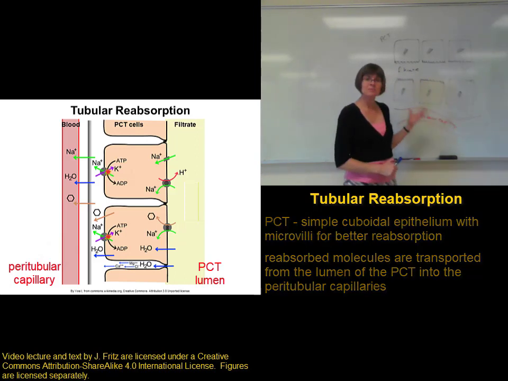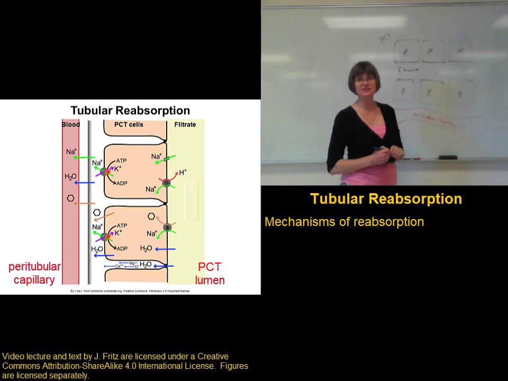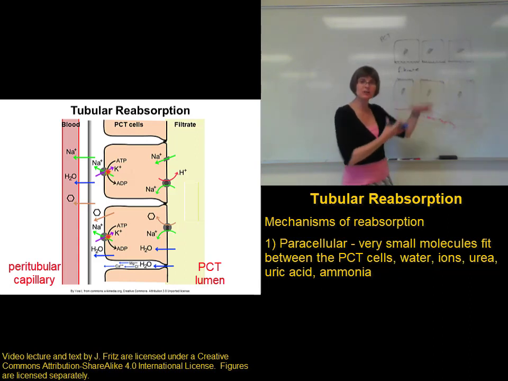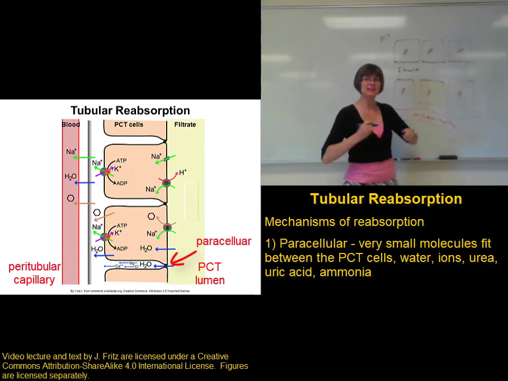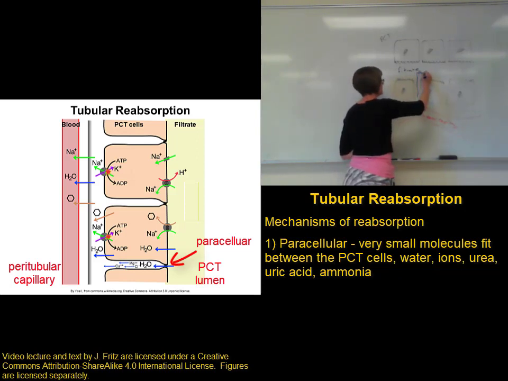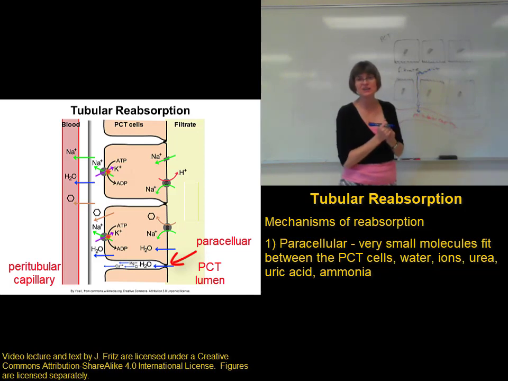There are two main mechanisms for getting molecules out of the lumen of the PCT. The first one is what's called the paracellular route. In the paracellular route, water and very small molecules are actually able to wiggle out of the PCT between the epithelial cells. Because the cells of the PCT are quite close together, this only works for very small things.